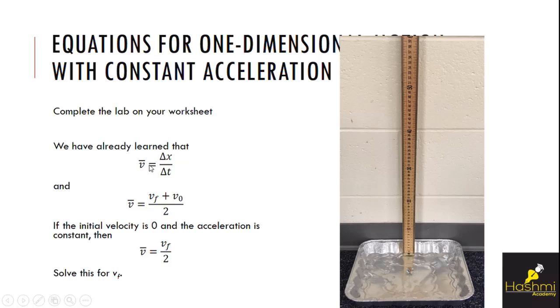You have already learned that velocity is the rate of change of displacement, or the change in position with respect to time. Similarly, the average velocity can be written as the initial velocity plus the final velocity divided by 2. If the initial velocity of an object is 0 and the acceleration is constant, then the average velocity is half of the final velocity, so you can solve it for the final velocity.